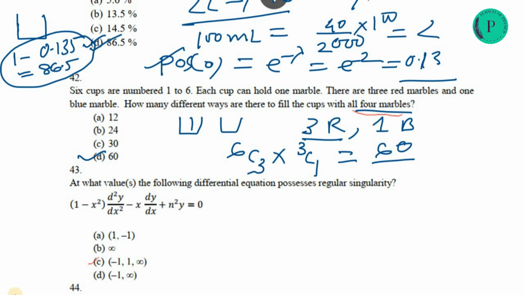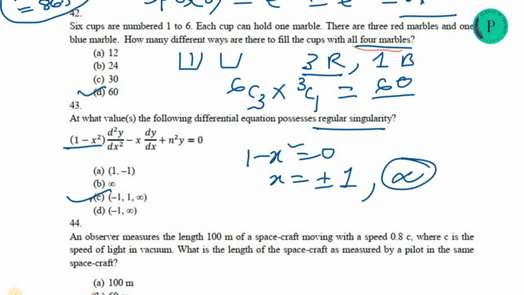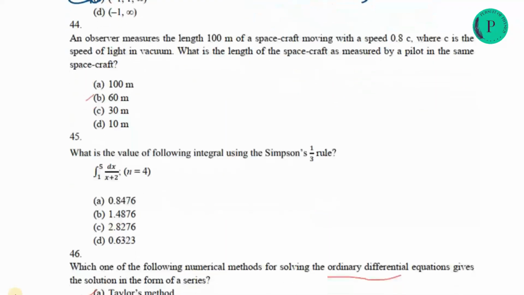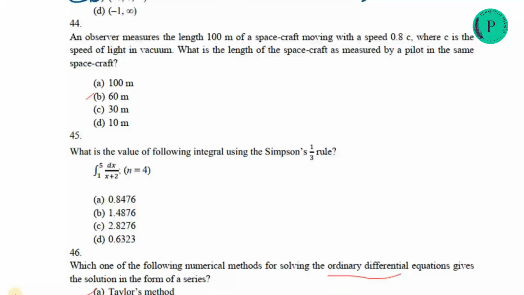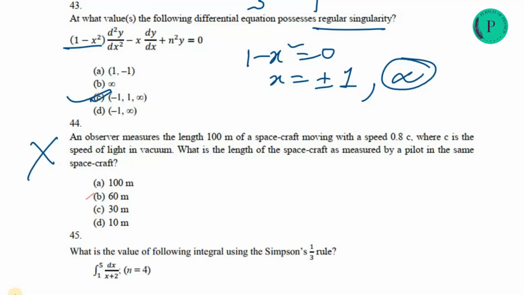And the next question is asking about the regular singular point. To find the singular points, set 1 minus x square equal to 0, so x equals plus minus 1, and infinity is also one of the singular points, so option C will be correct. The next question is about an observer measuring something. This is mechanics also, so I will discuss this question in mechanics.